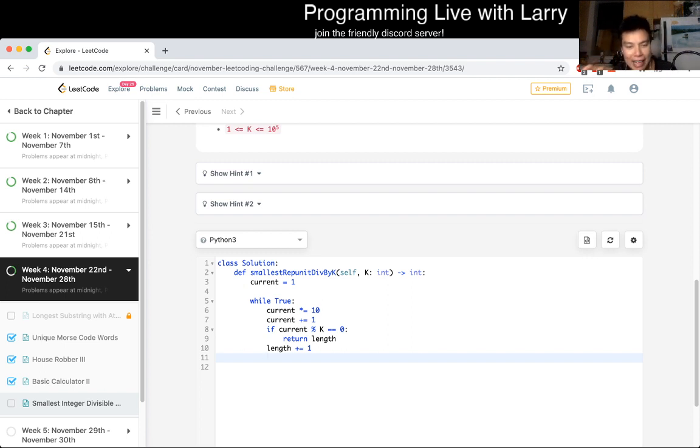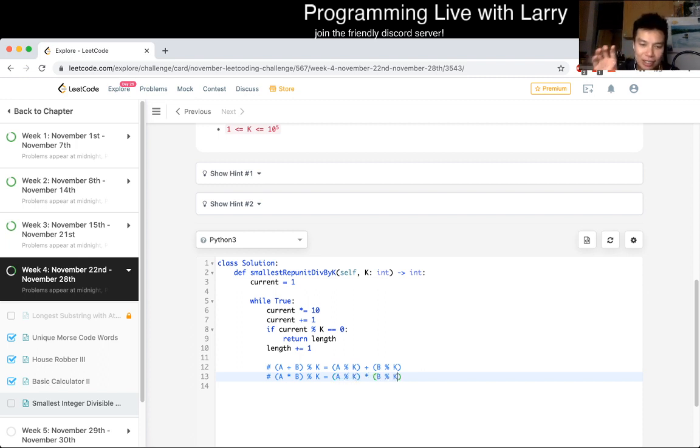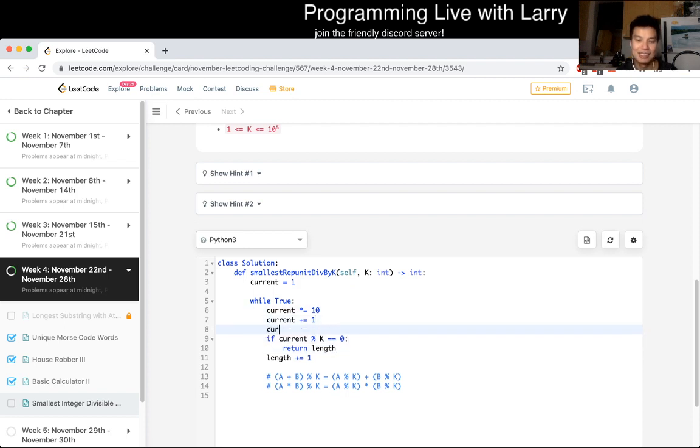So basically there are two formulas that you need to know. Current mod k: a plus b mod k is equal to a mod k plus b mod k, and the second one is a times b mod k is equal to a mod k times b mod k. Those two things are enough to solve this problem, because now all you have to do is just add this, and that should be good enough for the most part.